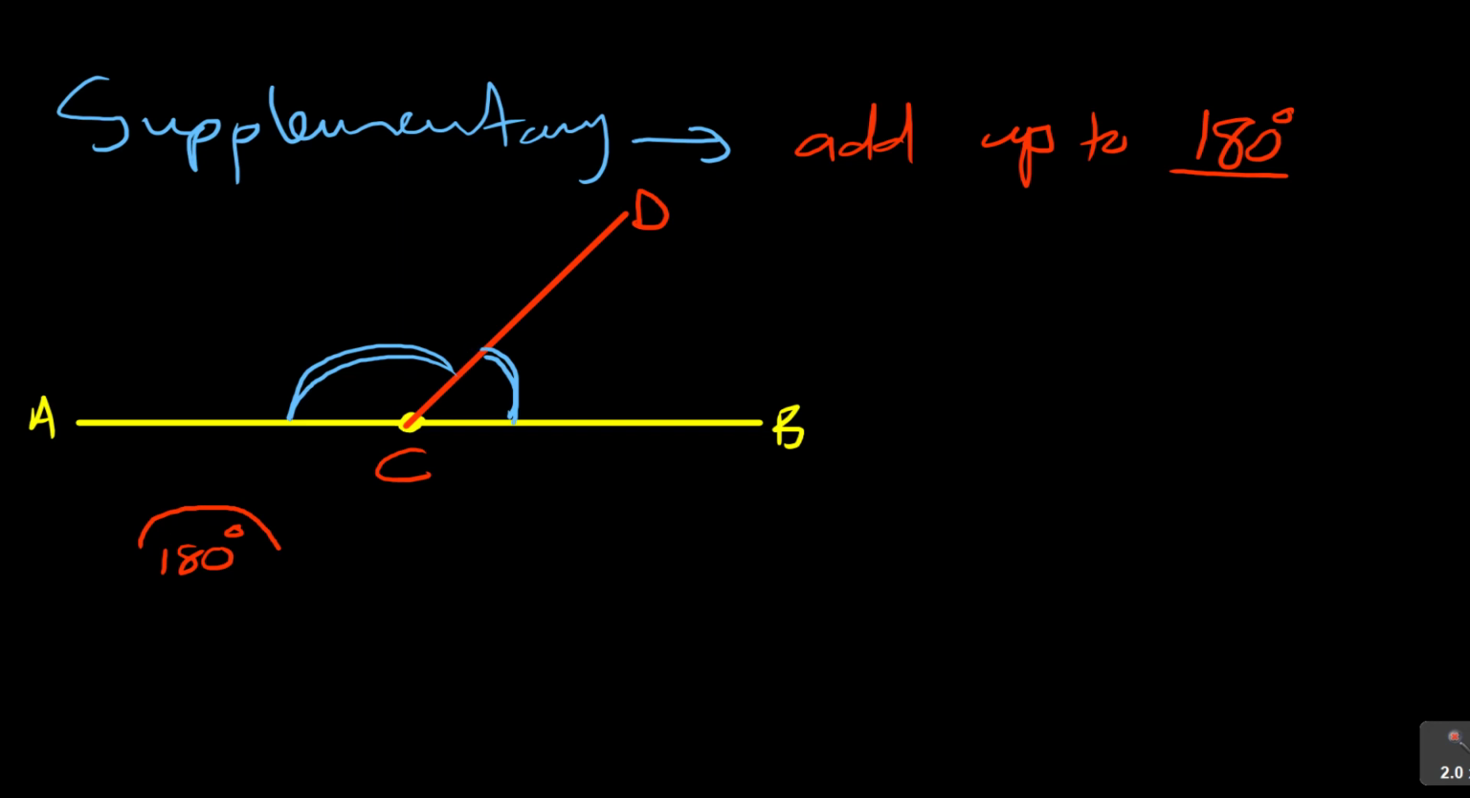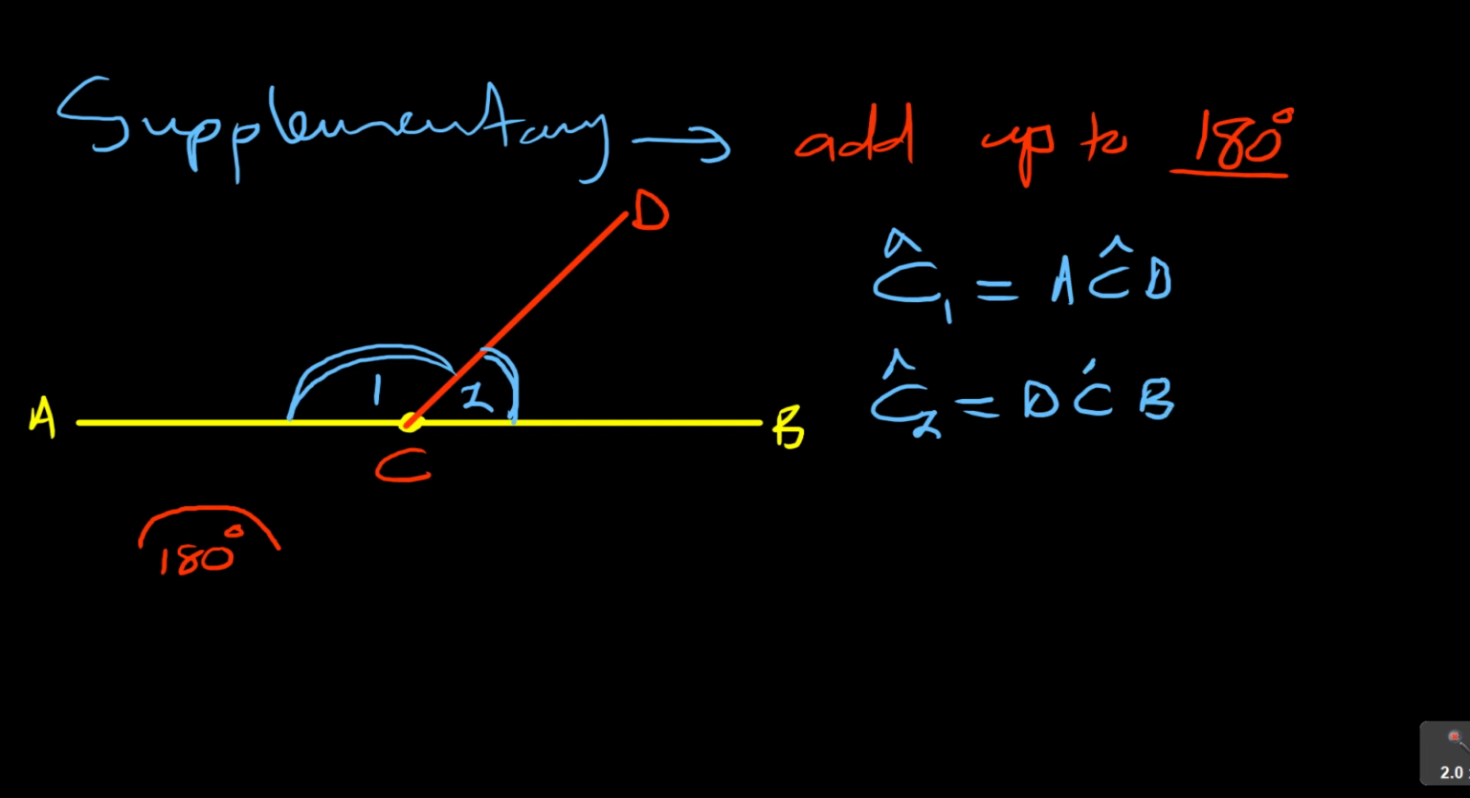So let's call this one 1 and call the other one 2. As I said, there are two ways of writing it. You can call it C1, meaning angle C1. But angle C1, how do you form it? You start from A, you go to C, and you go to D. But in C, that's where you put that. And then what about angle C2? Angle C2, you start from D. You see that? Go to C and then go to B. So that's how you're going to label it. So it's going to be equal to D, C and B. But where is the angle? It is at C. So these are two ways that you can use to label these angles.